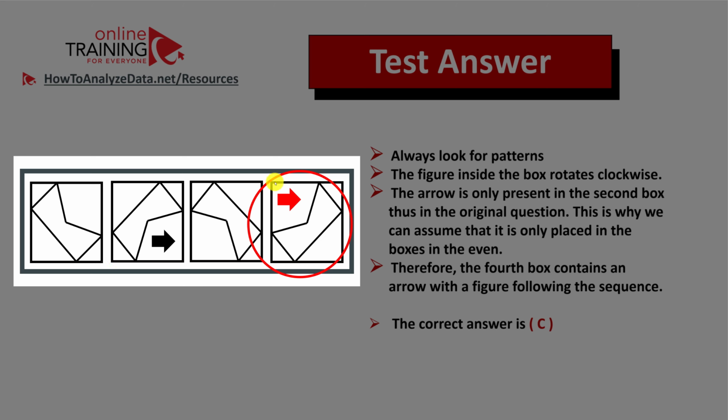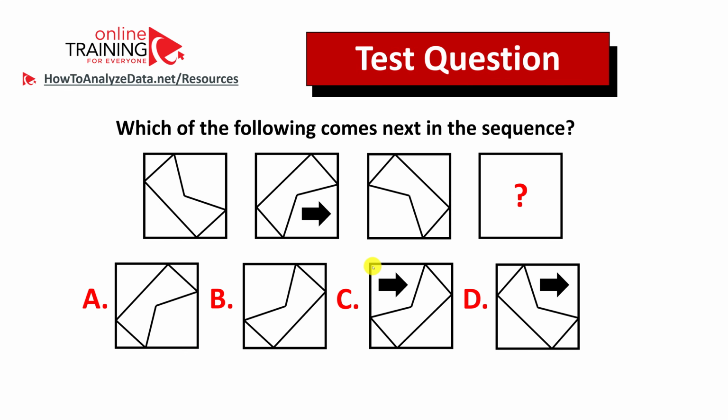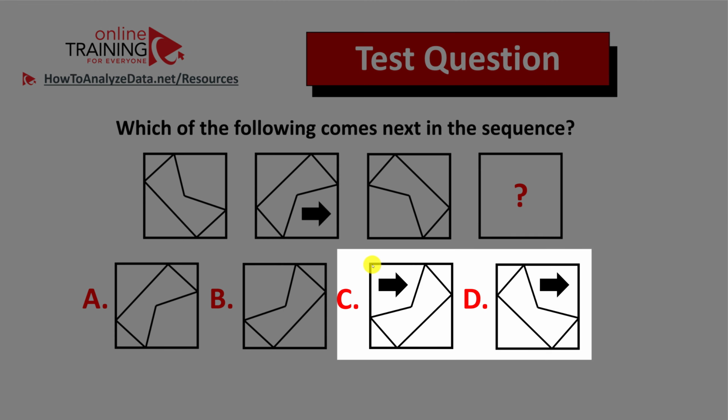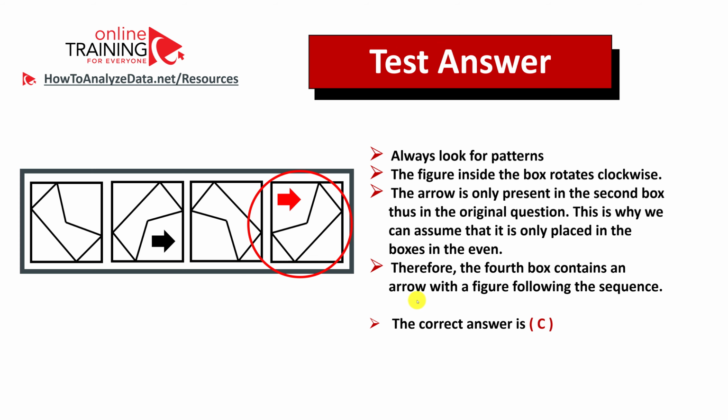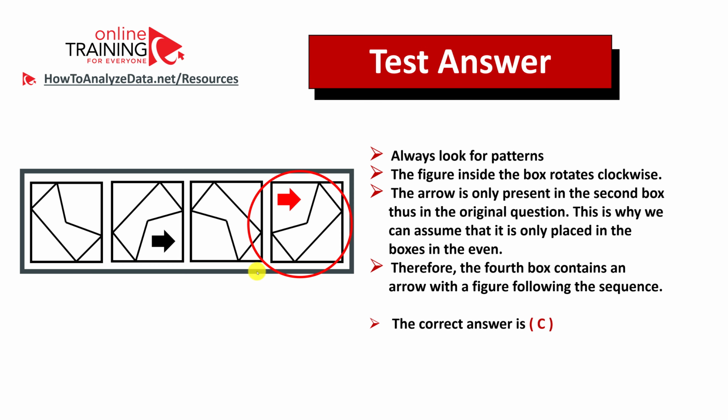Number 4 box is missing, so you can logically assume that the arrow should be present in the box number 4. Among the choices presented, only choice C and D are valid because only they contain the arrow. And you need to determine the final box based on the position of the shape inside the square. So the correct answer here is choice C. Hopefully you've nailed this question and now know how to answer similar questions in the test.